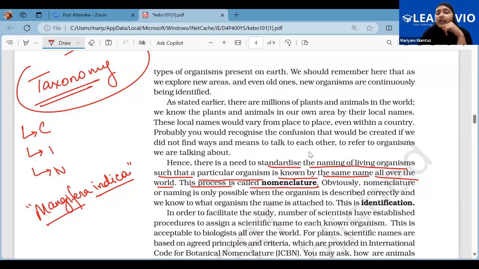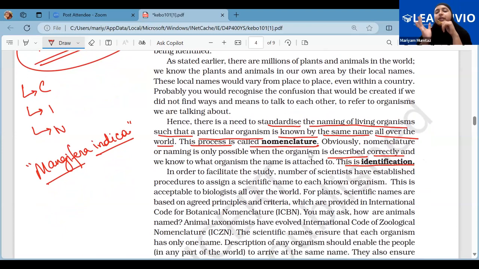Now, when can you name anything? You will name anything when you identify that thing. Identification comes into mind when the organism is described correctly and we know to what organism the name is attached. This is the identification. Clear? Now we put it into groups and we classify them. But coming on to the name part, naming things is also a very complicated process.